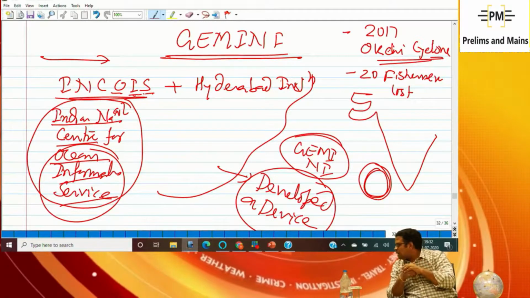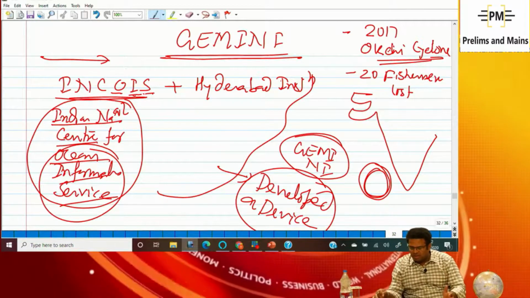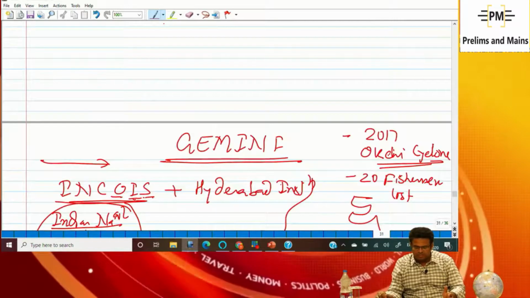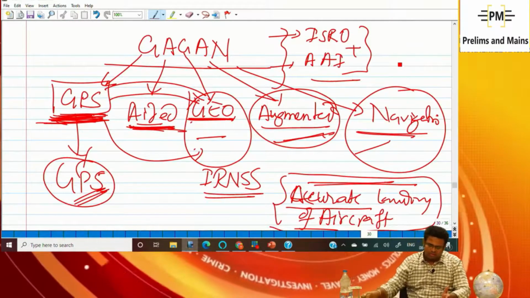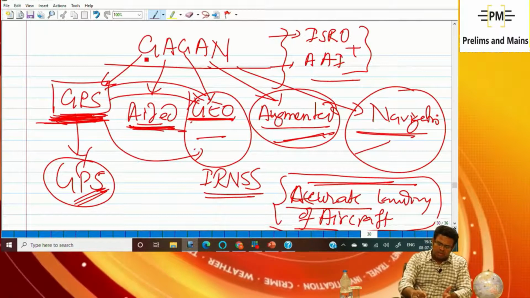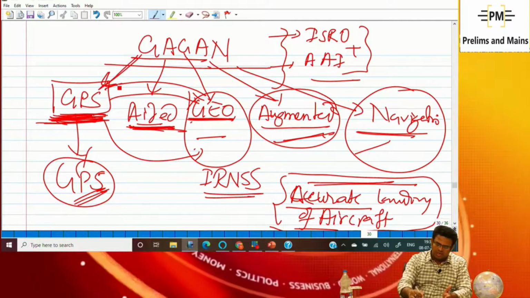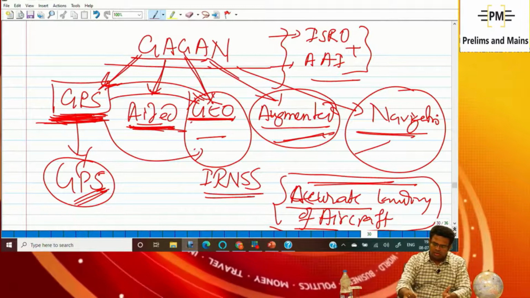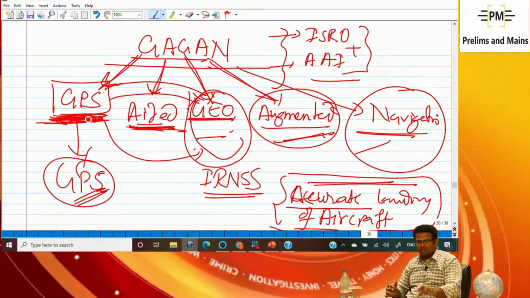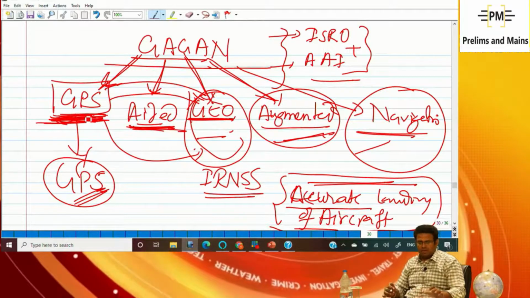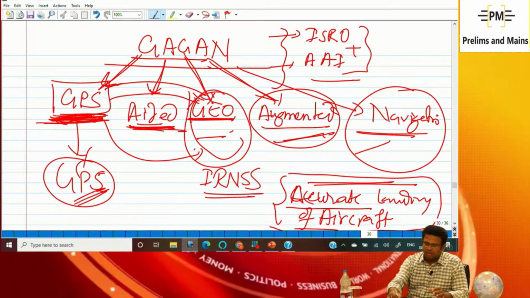Yes, GPS and IRNSS. GPS is already given. GPS means what? You people ask the same question that I told before. What is Gagan? Gagan means GPS Aided Geo Augmented Navigation. This is IRNSS and these are aiding. GPS is helping IRNSS in better navigation.